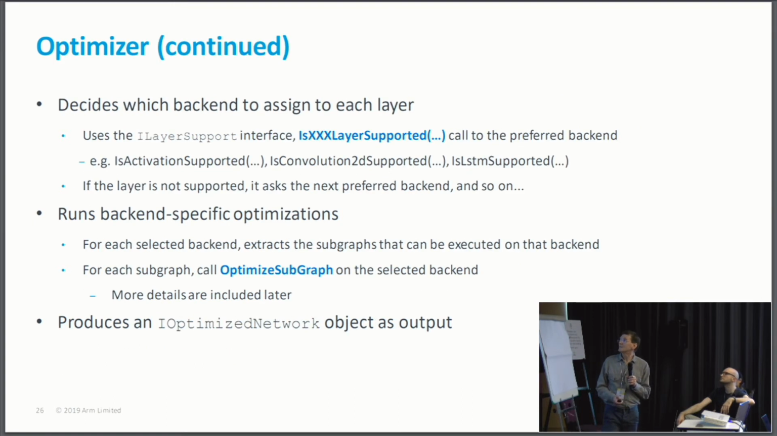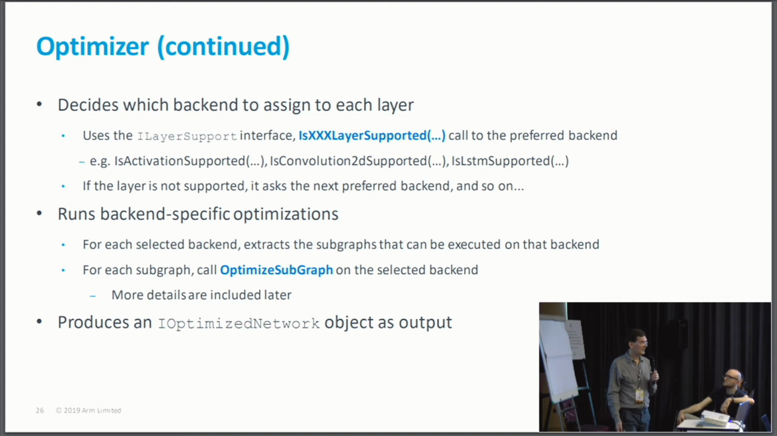Okay. The optimizer decides which backend to assign to each layer, and as I mentioned earlier, it will choose the first backend in the list that was given in the call, and it will ask that backend whether it supports the particular layer using an is layer supported interface that must be provided by the backend. If the backend doesn't support it, Arm NN will choose the next backend and ask it if it supports the layer instead, and it'll repeat until the list is exhausted or we find a backend that does support it.